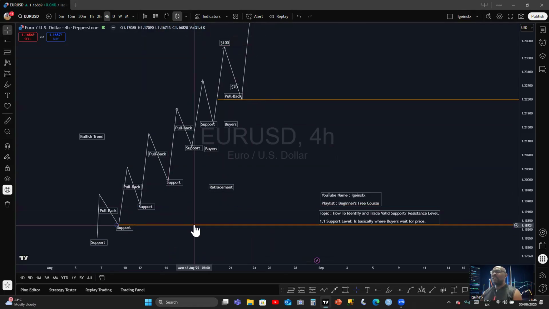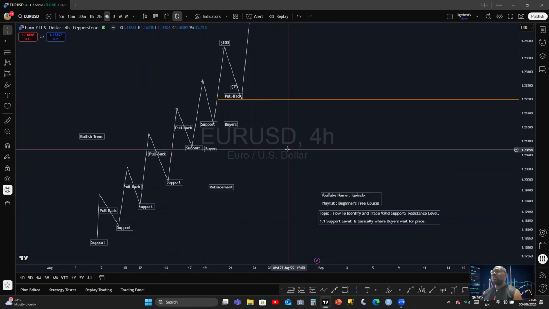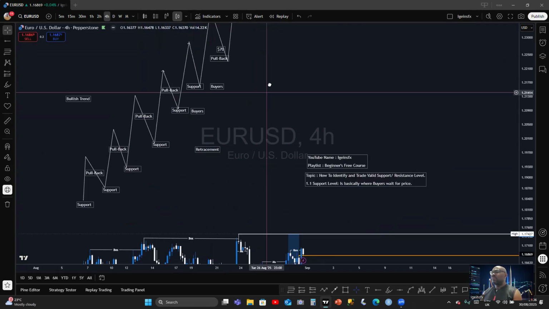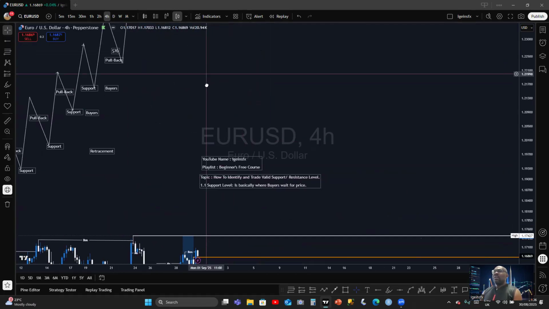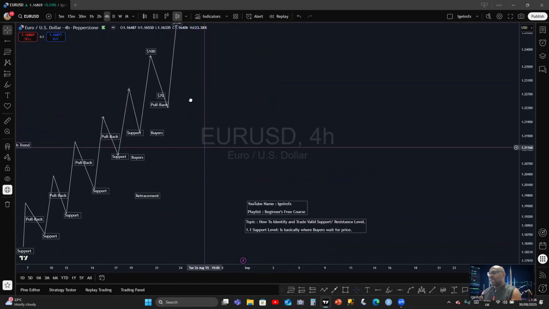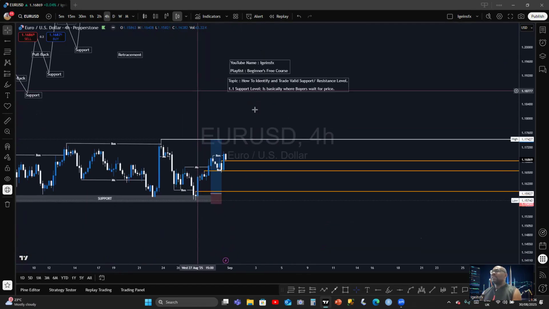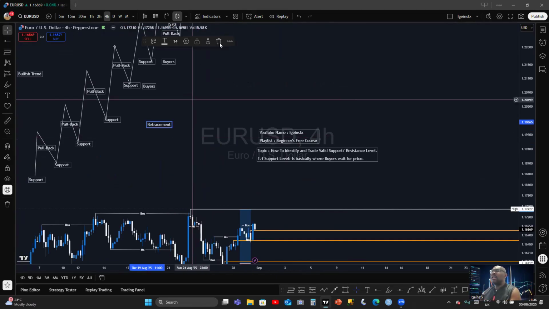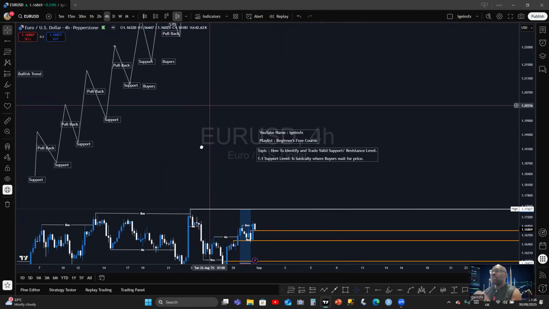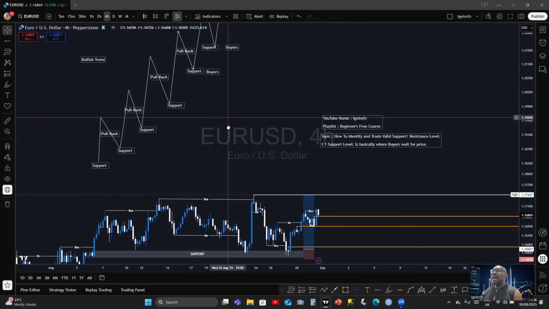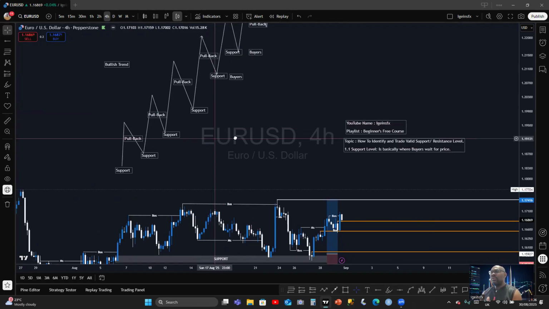It's as simple as that, guys. It's not that difficult and it's not rocket science. So that is how it is, guys. So basically, support level is where buyers wait for price. And once price gets to that level, they will push the price to the upside. All right. And how to trade a support level?